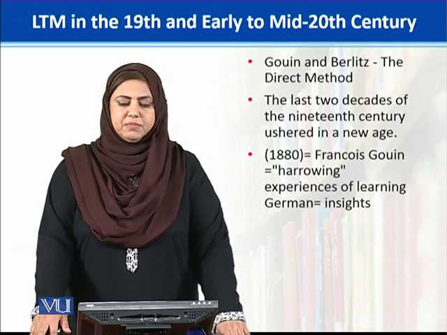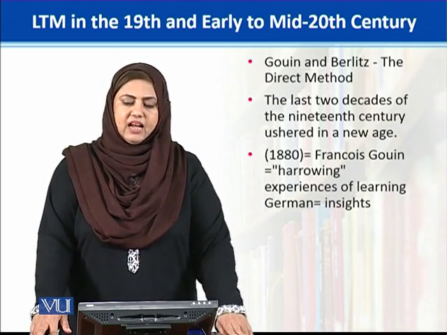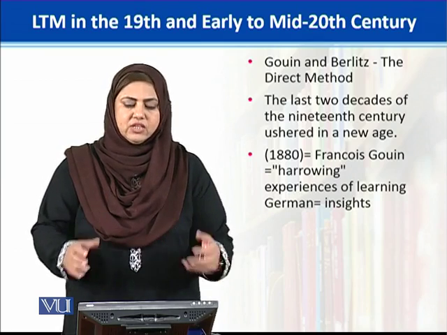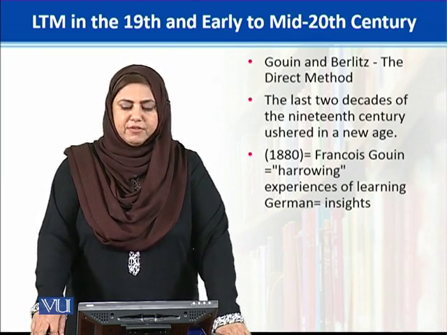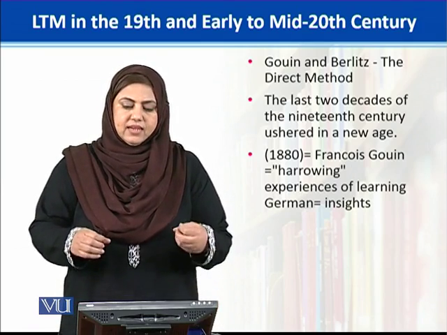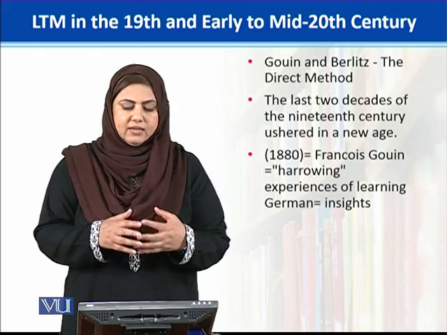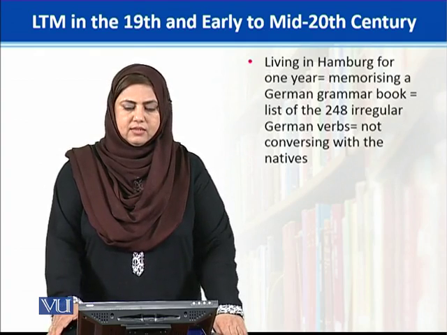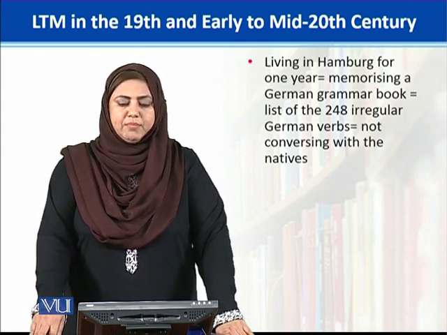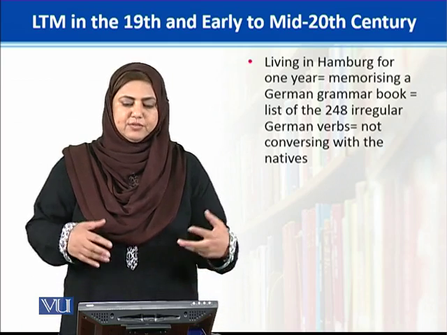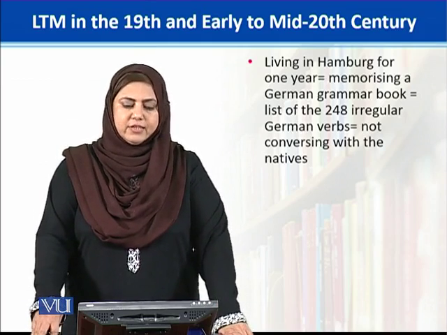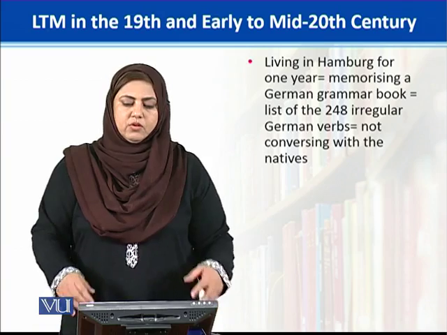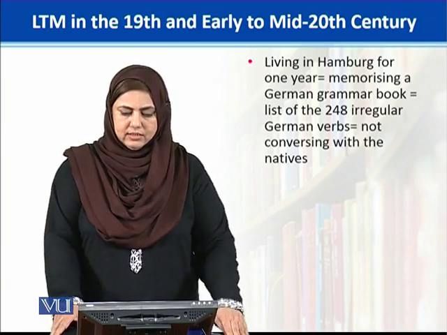Gouin and Berlitz were the people who introduced the direct method, and the last two decades of the 19th century ushered in a new age. It was in 1880 that François Gouin did a harrowing of experiences of learning and provided certain insights into how language is learned. Living in Hamburg for 1 year and memorizing a German grammar book, he had his first-hand experience of learning an L2. And the list of the 248 irregular German verbs that he learned, while he was not conversing with the natives.